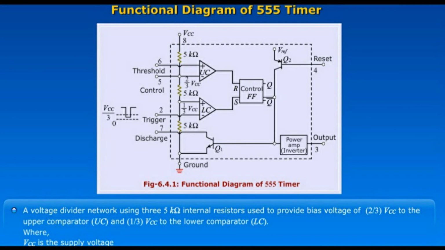A voltage divider network using 3 5 kilo ohm internal resistors provides the bias voltage to the upper comparator and the lower comparator. The voltage divider network provides the 2/3 VCC voltage to the upper comparator, and it also provides the 1/3 VCC bias voltage to the lower comparator, where VCC is the supply voltage.